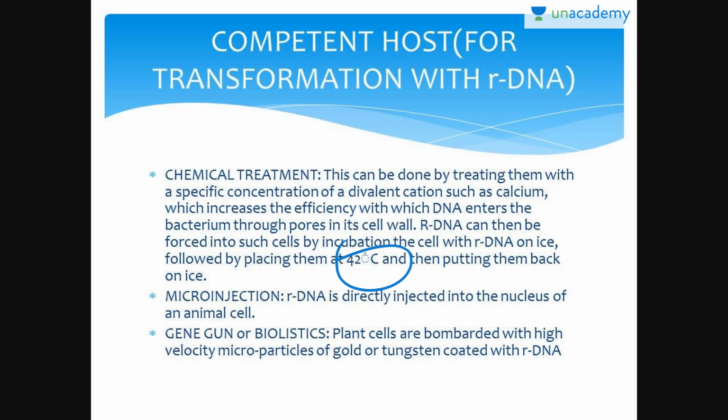By microinjection, the recombinant DNA is directly injected into the nucleus of the animal cell. The plant cells are bombarded with high velocity micro particles of gold or tungsten coated with DNA in a method known as biolistics or gene gun. The disarmed pathogen vectors, when allowed to infect the cell, transfer the recombinant DNA into the host.